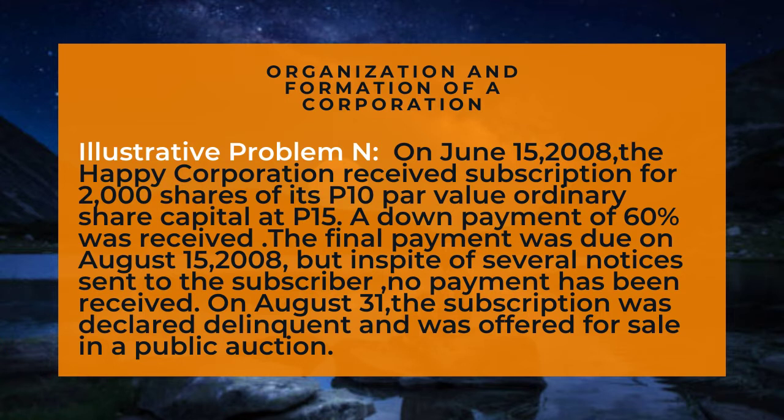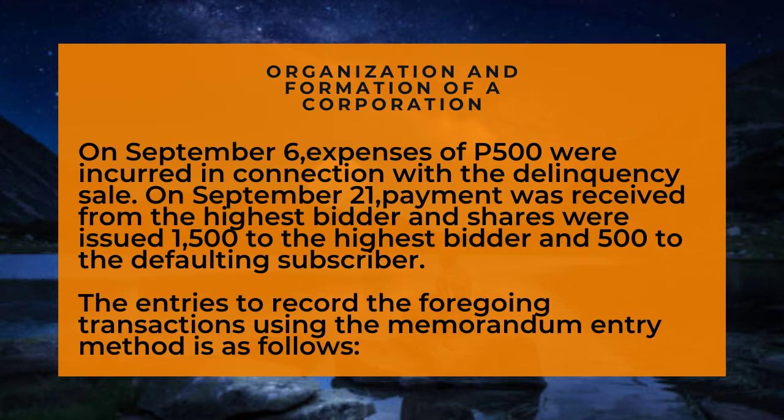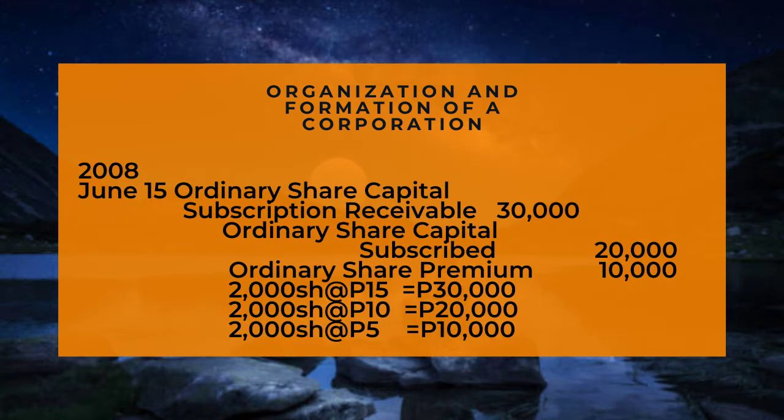On August 31st, the subscription was declared delinquent and was offered for sale in public auction. On September 6, expenses of 500 pesos were incurred in connection with the delinquency sale. On September 21st, payment was received from the highest bidder and shares were issued, 1,500 to the highest bidder and 500 to the defaulting subscriber. The entries to record the foregoing transactions using the memorandum entry method are as follows.